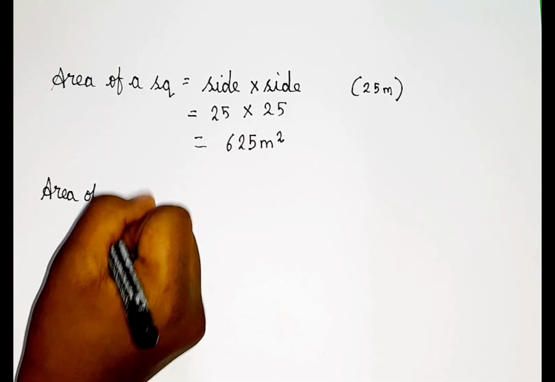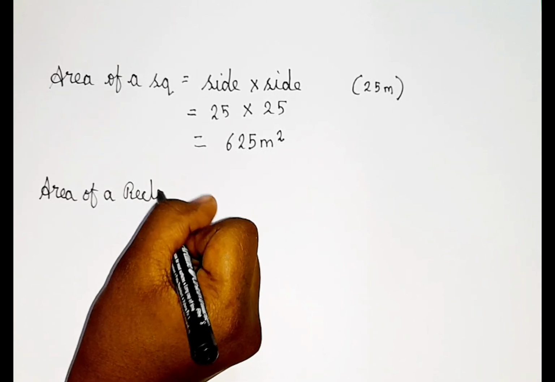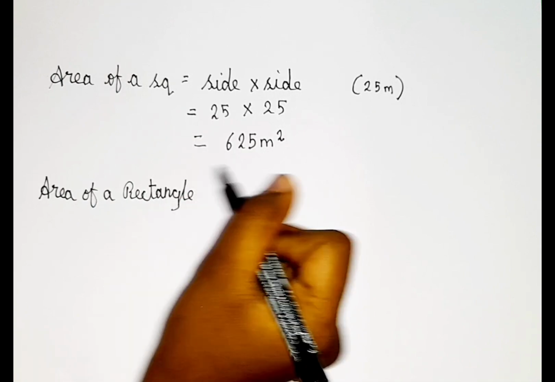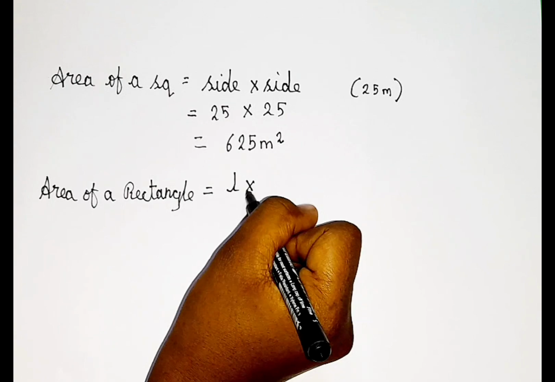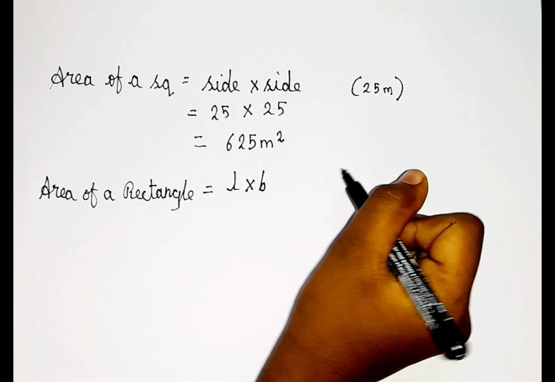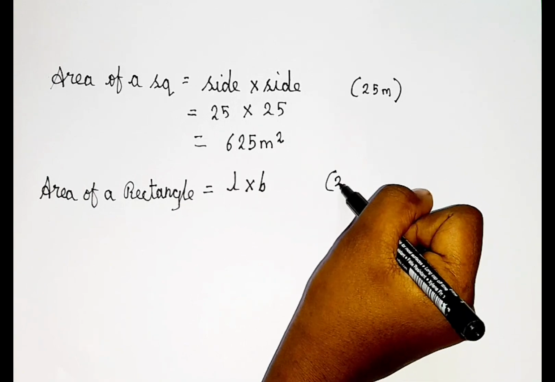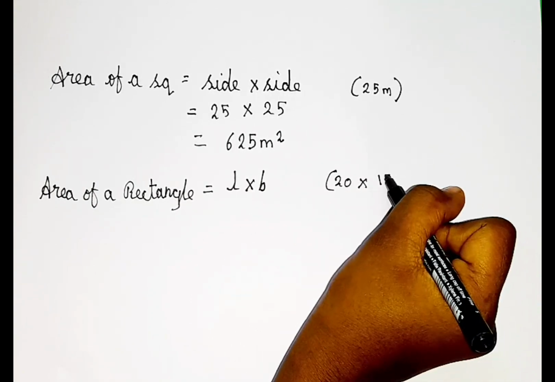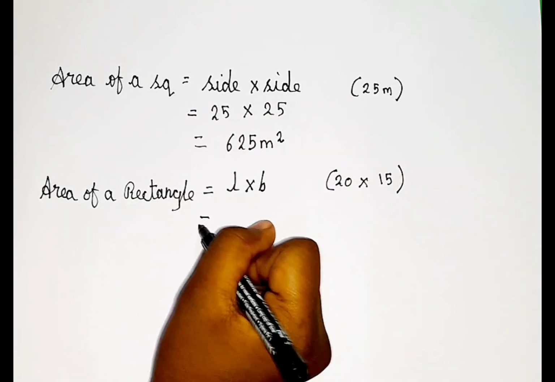Area of a rectangle. Let me write it. Rectangle. So what's the area of a rectangle? Area of a rectangle is length into breadth. So what is the length value? Length value is 20 and breadth value is 15. So 20 into 15. So now we are going to apply it.